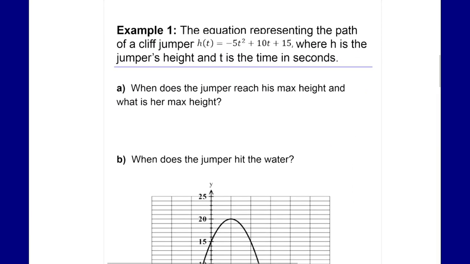To start off, the equation representing the path of a cliff jumper is h(t) = -5t² + 10t + 15, where h is the jumper's height and t is the time in seconds. So when does the jumper reach his or her max height, and what is his or her max height?